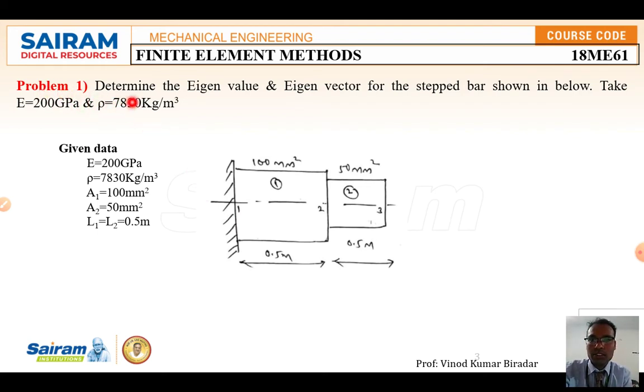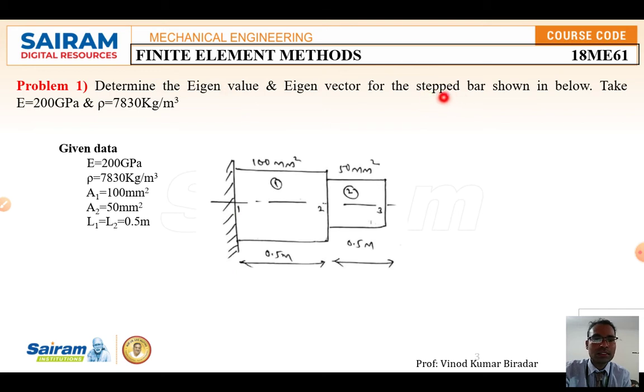Determine the eigenvalues and the eigenvectors for the stepped bar shown in the figure below. Take the Young's modulus for the given stepped bar, the material property, as 200 gigapascal, and the symbol rho, the mass density for the given stepped bar, is equal to 7830 kg per meter cube. So this is the question. Our aim is to find the eigenvalues and eigenvectors.